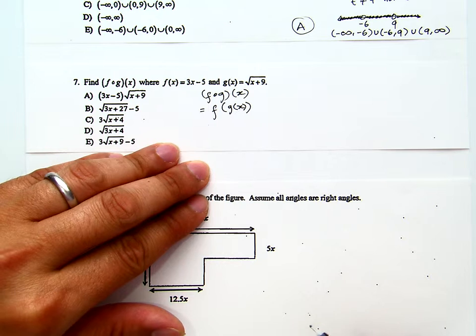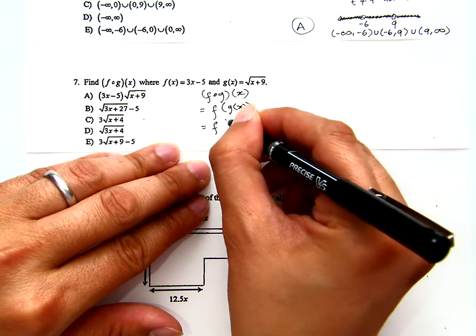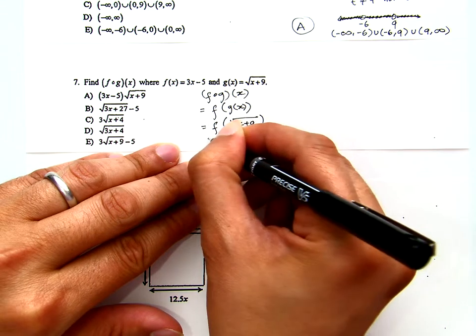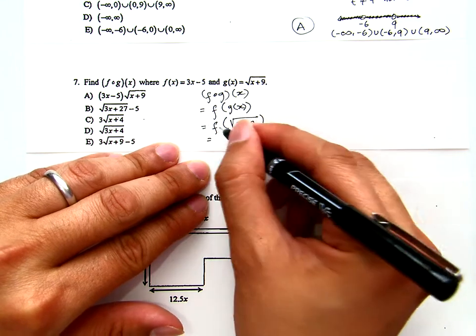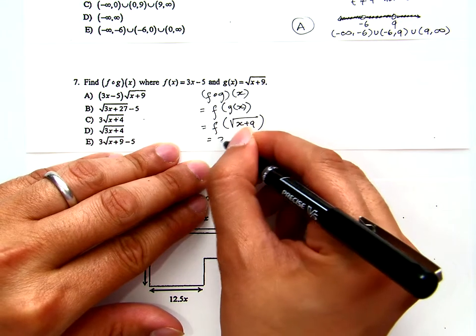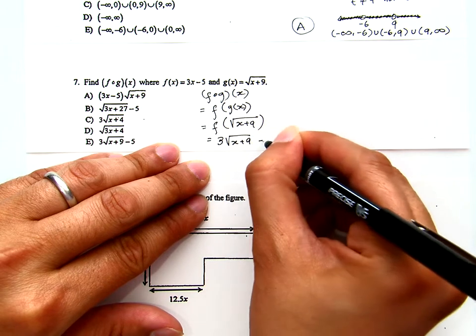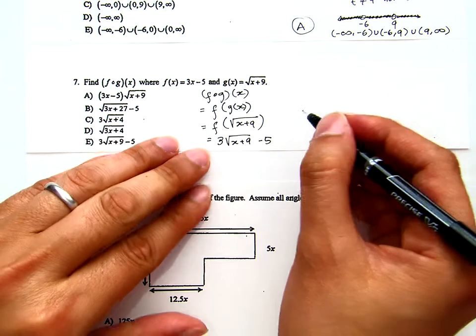Okay, then from here we see what is g(x). g(x) is the square root of x plus 9, and f(x) is 3x minus 5. So f of this thing will be 3 times that thing minus 5. Okay, now from there we see that's e.